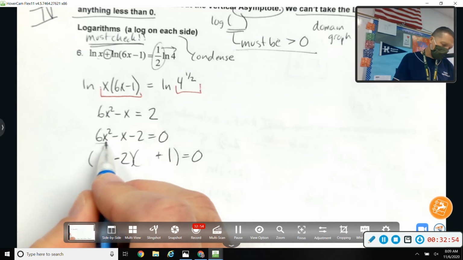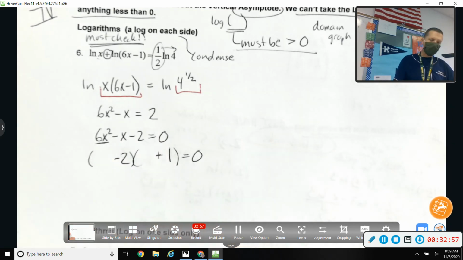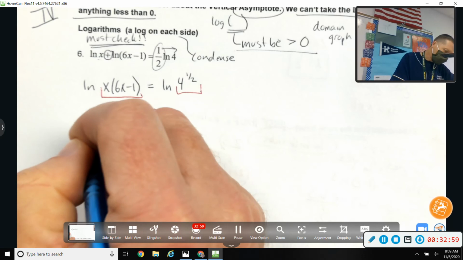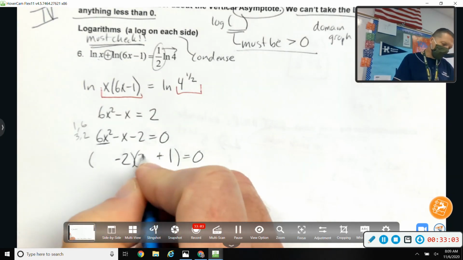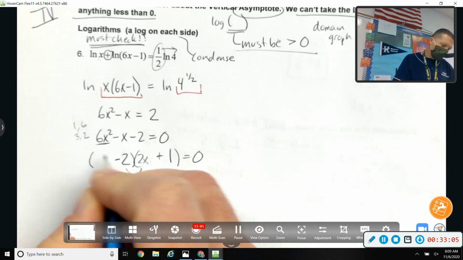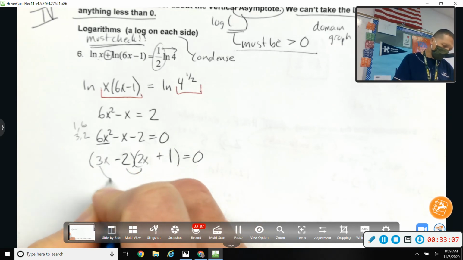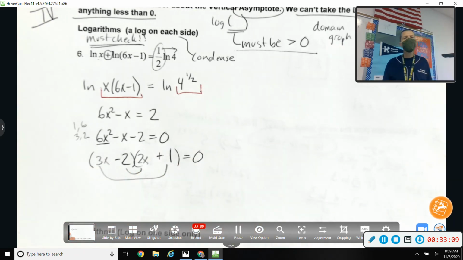To get to 6, I can use 1 and 6 or 3 and 2. I think if I put the 2 across from the 2 and a 3 across from the 1, I think I got it the first time. Who needs a pencil? I'm good.